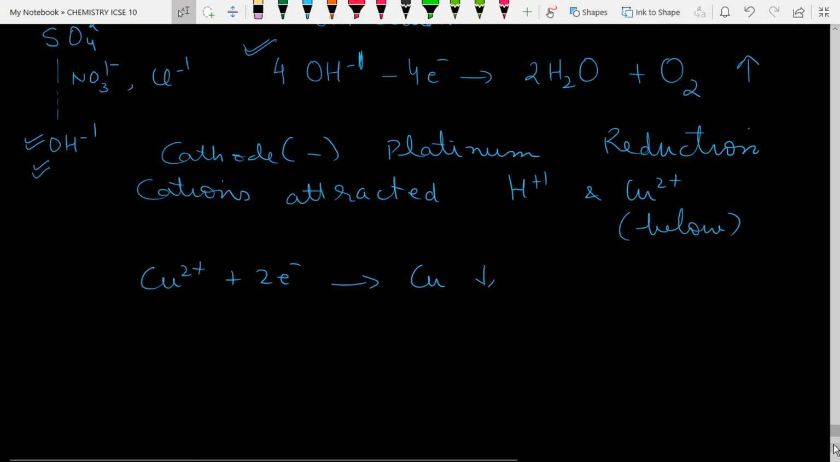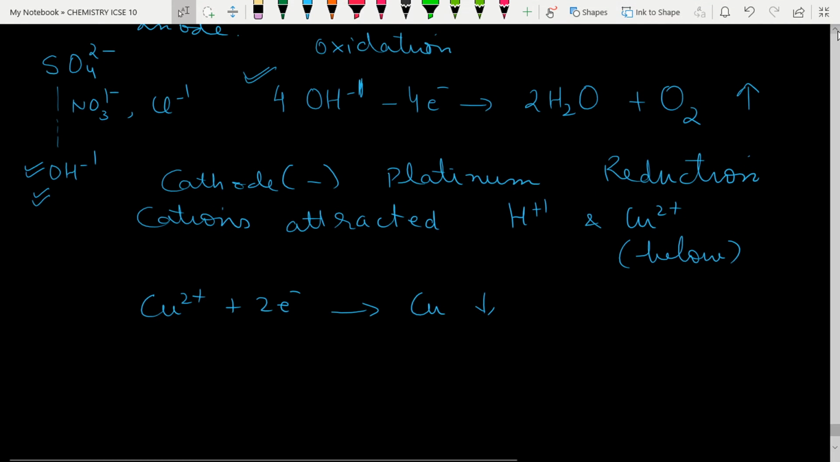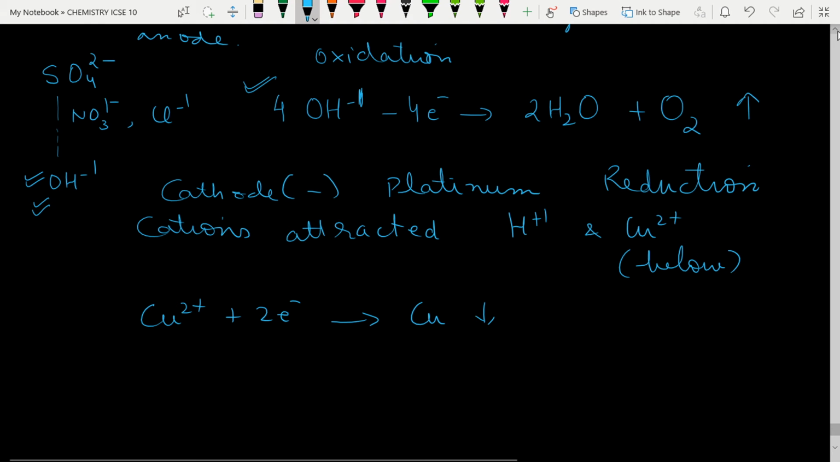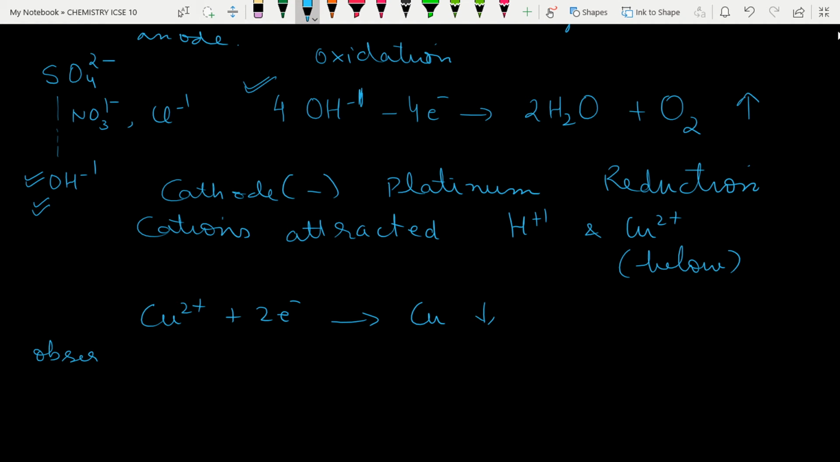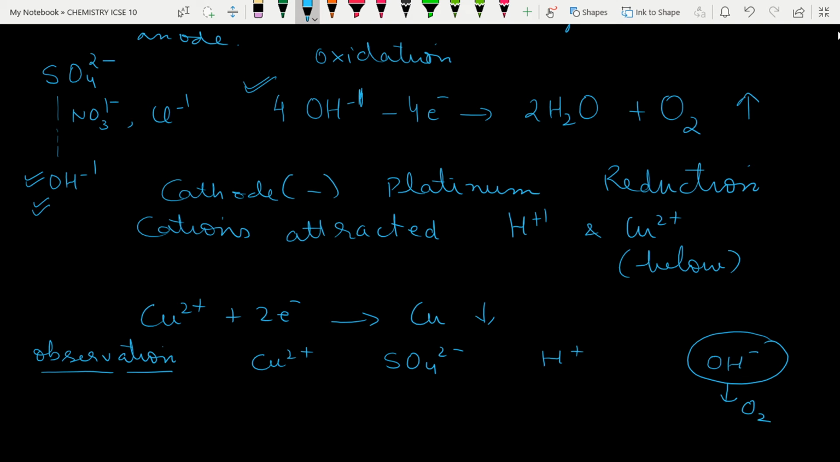So this is very, very important here, and let us understand or write the observation. What is our observation here? At the beginning when we started the electrolysis, we had Cu2+ and SO4 2-, we had H+ and we had OH-. This OH- was converted to oxygen and this copper was converted to copper. So this will be finished in the reaction and this will also be finished.